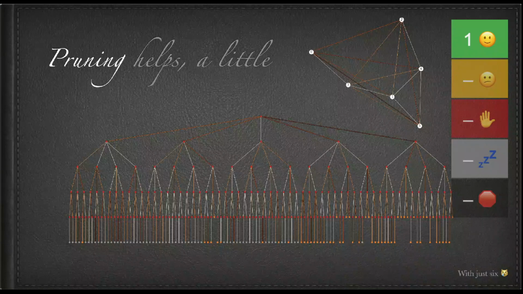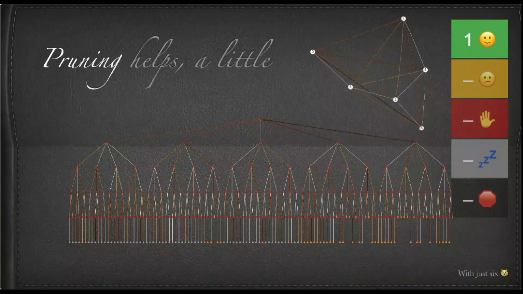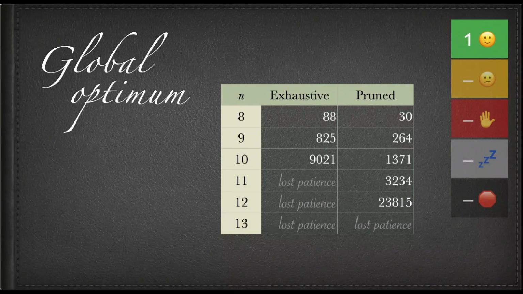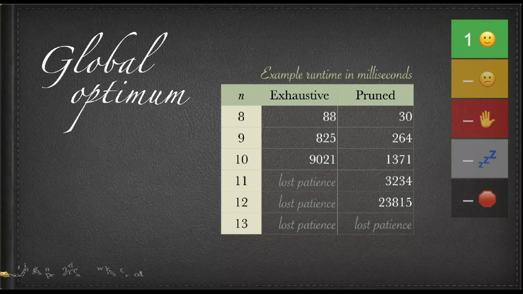It's still a pretty bad tree to go through, and the computational effort required to go through all the options is going to be very high. So when I'm looking for this best cost, it's called the global optimum because there's not going to be any other visitation order that's going to be cheaper. I can do the exhaustive version, checking all the options, or the pruned version.